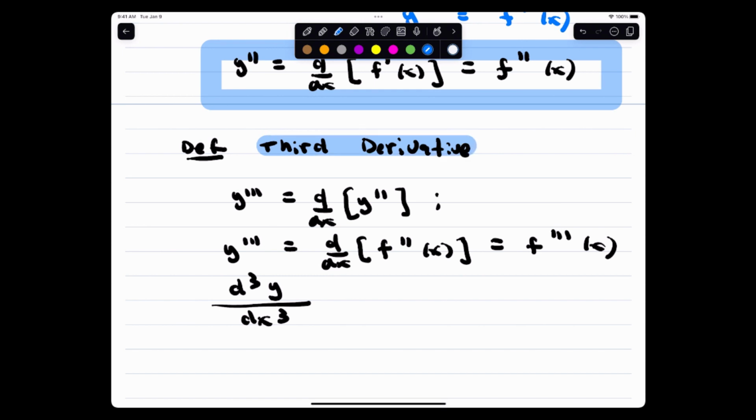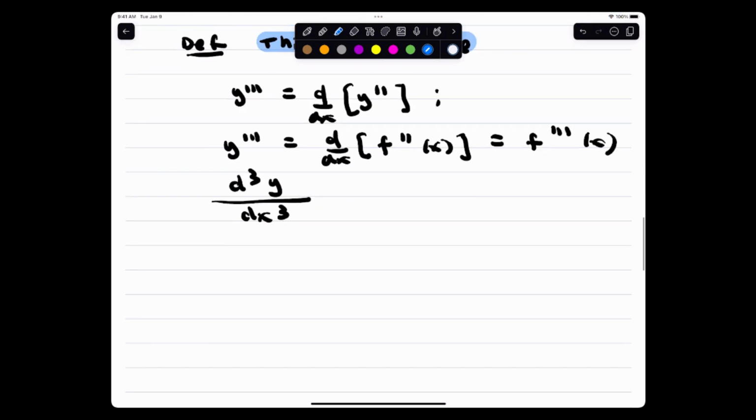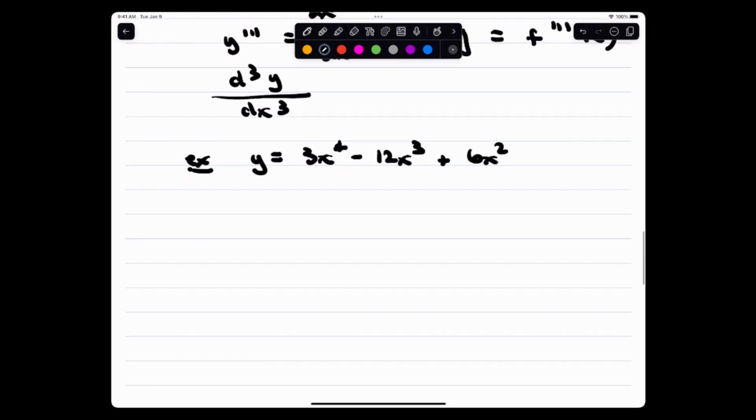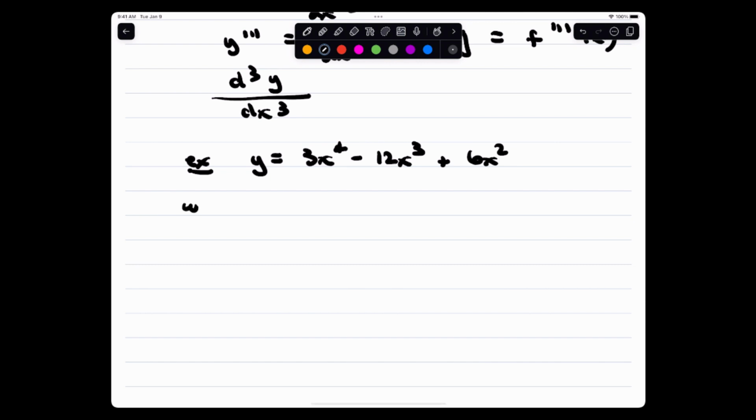So you can't start with a third derivative. You have to get the first before you get the second, before you get the third, before you get the fourth. Okay? So starting with a very simple example here, say here's y equals 3x to the fourth, minus 12x cubed, plus 6x squared. Here's a function, and they're going to say, what is the second derivative?